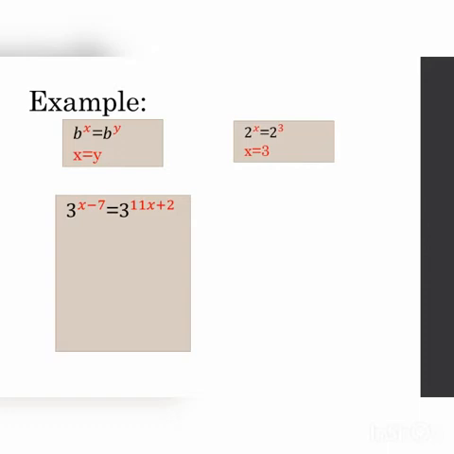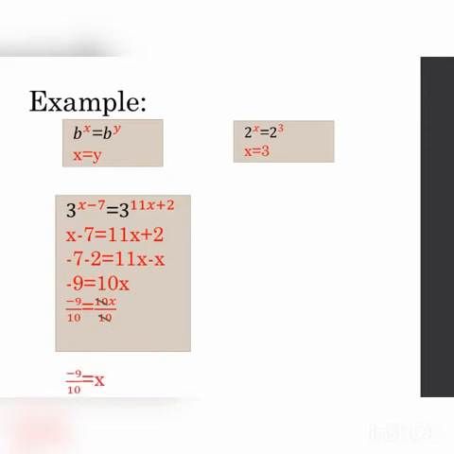3 raised to x minus 7 is equal to 3 raised to 11x plus 2. So x minus 7 is equal to 11x plus 2. Transpose the 2 to the left side and change the sign. Transpose the x to the right side and change the sign. Negative 7 minus 2 is equal to negative 9. 11x minus x is equal to 10x. Divide both sides by 10 and cancel the 10, and the answer will be negative 9 over 10 is equal to x.